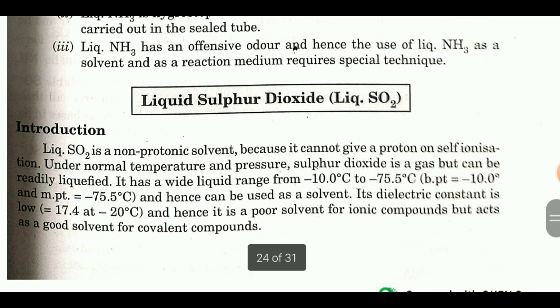Liquid sulfur dioxide. Introduction. Liquid SO2 is a non-protonic solvent because it cannot give a proton on self-ionization. Under normal temperature and pressure, sulfur dioxide is a gas but can be readily liquefied. It has a wide liquid range from minus 10 degrees Celsius to minus 75.5 degrees Celsius and hence can be used as a solvent. Its dielectric constant is low and hence it is a poor solvent for ionic compounds but acts as a good solvent for covalent compounds.